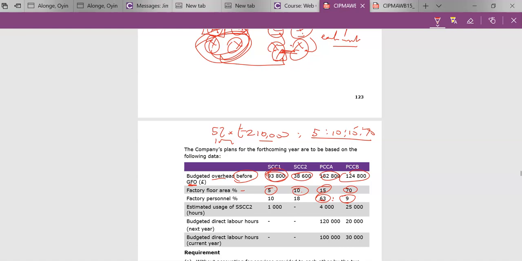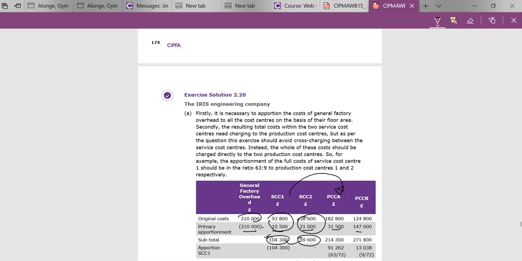And that's that. So really we're saying this plus the apportioned cost. So this cost of 104, we need to split in the ratio 63 to 9, which is what they've done, you see. 63 over 72 times 104 gives you this. 9 divided by 72 gives you this. So this is now gone.